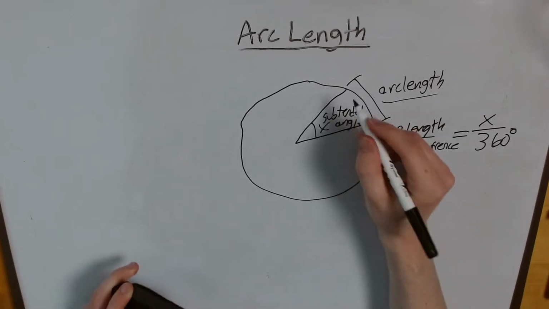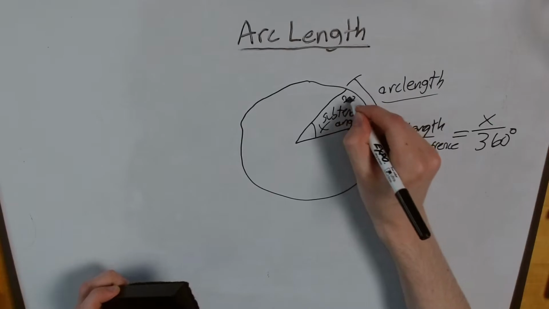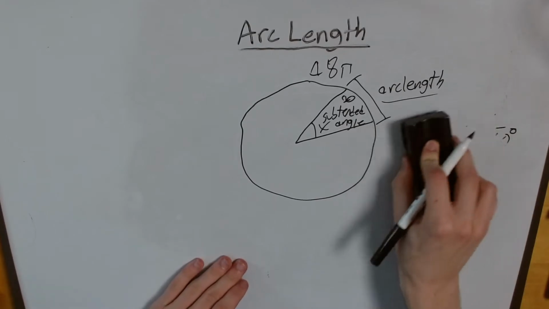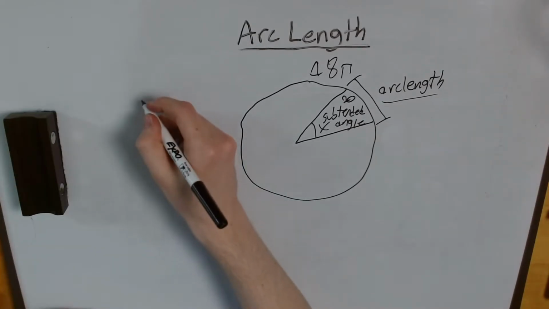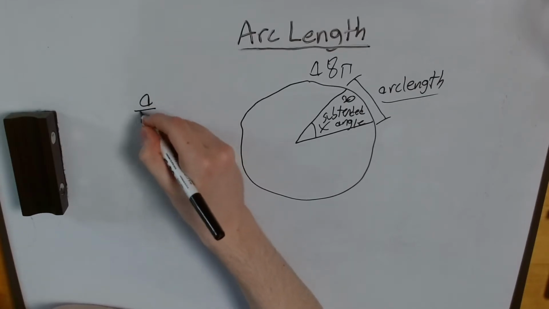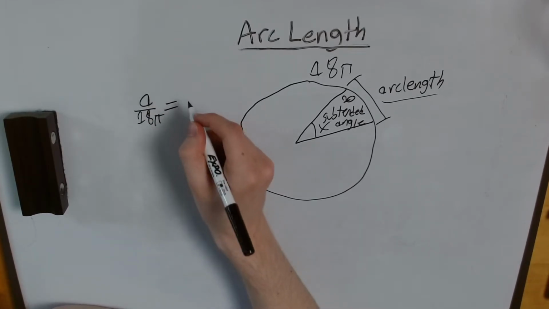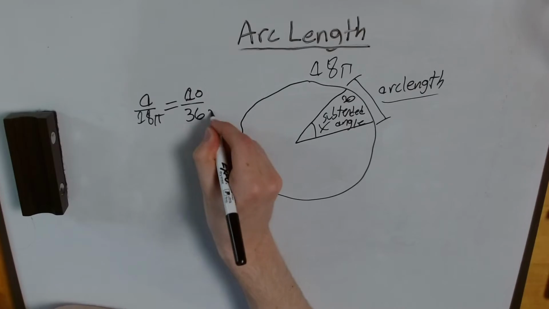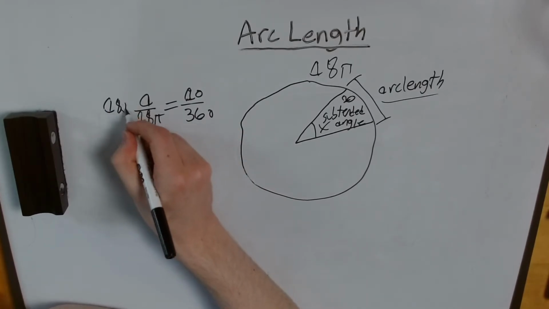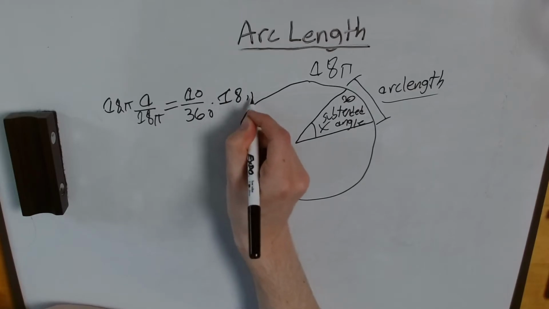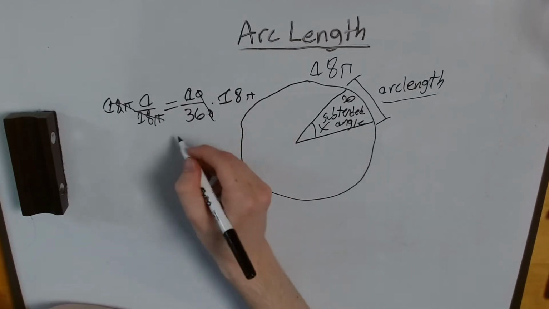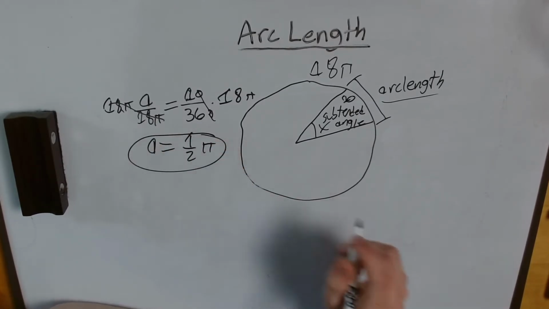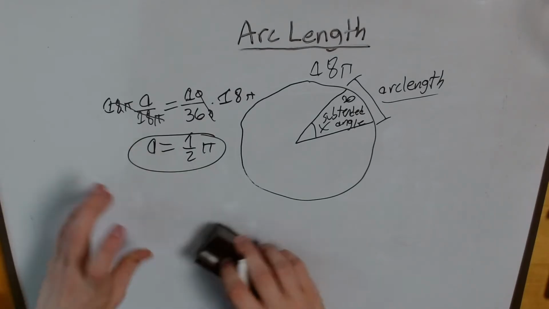So let's say, just for this case, that this angle was 10 and the circumference of the circle was 18 pi, right? What would be our arc length? Well, we would have a over 18 pi is equal to x over 360, which is equal to 10 over 360. I'm going to multiply both sides by 18 pi, so I get my arc length all by itself. And I get a is equal to 1/2 pi. And that is my arc length. It's nice, it's easy, and it's simple.